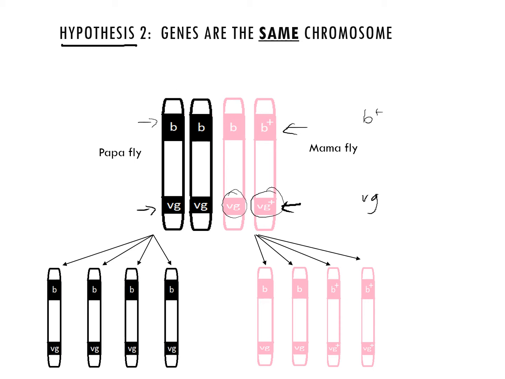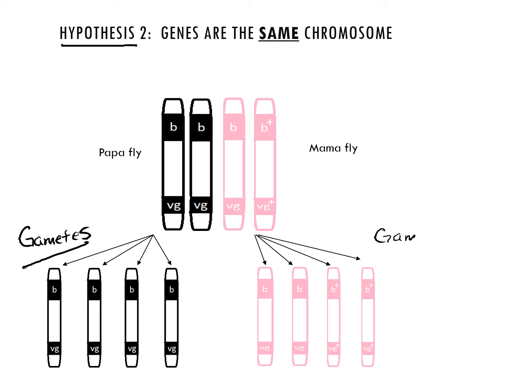Okay, so we go through the S phase, we go through meiosis, and we end up with the gametes. Okay, so gametes are going to be the same from our double mutant as they were if the genes were on different chromosomes, but we have something different happening on our gametes from our mama fly, our F1 fly. So here we have double mutant on this one, double mutant, double normal, double normal. Okay, so we do not have all combinations here. We only have double mutant or double normal.